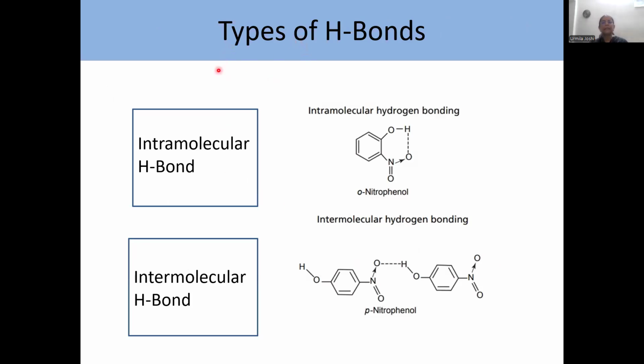Now, let us see the types of hydrogen bonds. There are two types of hydrogen bonds. First are intermolecular hydrogen bonds, which are formed between two molecules. Just have a look at this. This is one molecule.